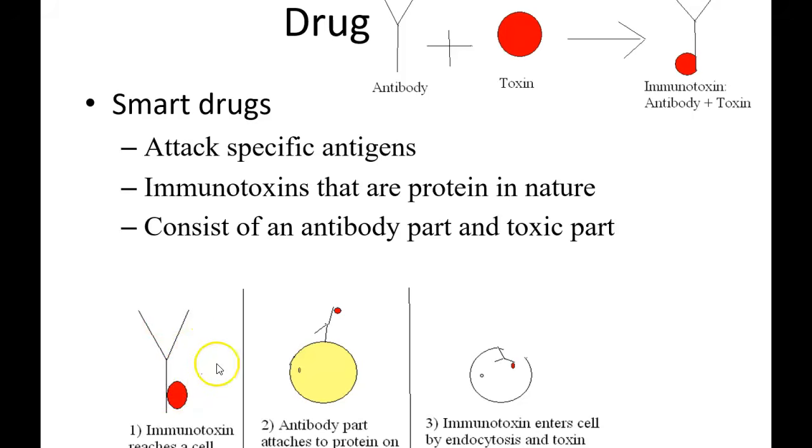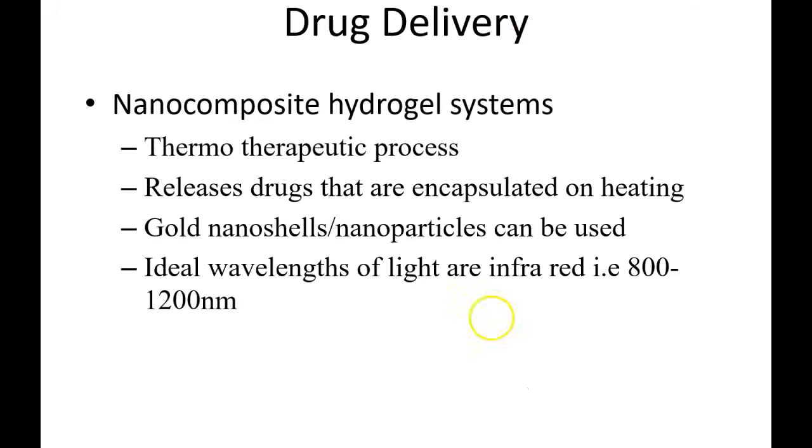First of all, you will produce or form an immunotoxin, whose antibody part attaches to the protein on the cell membrane, and then this immunotoxin enters the cell by endocytosis and the toxin destroys the cell. As a result, apoptosis occurs.